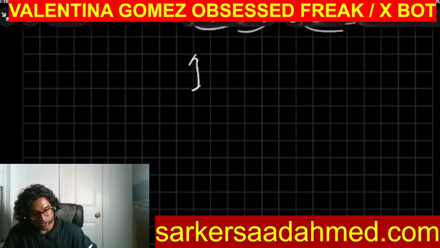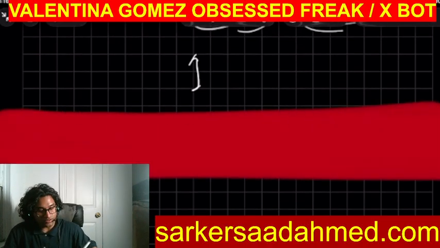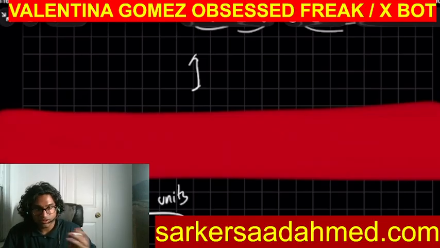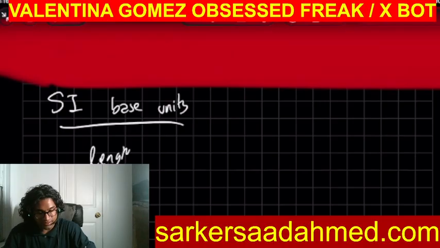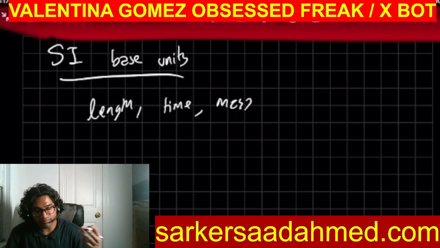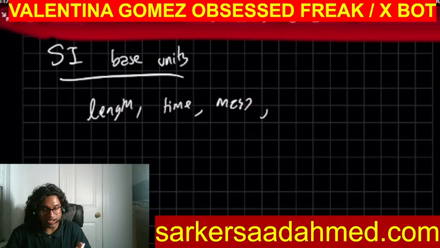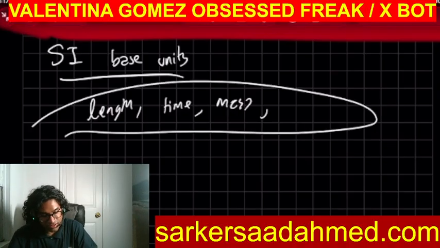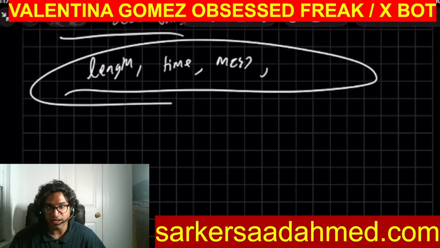Moving on, then we have the SI units or the SI base units. You have the base units like length, time, mass, right? Everything is built on length, time, and mass. If you talk about force, force is also made in terms of length, time, and mass. From length and time you get the velocity. From velocity you get the acceleration. But everything is made from length, time, and mass.